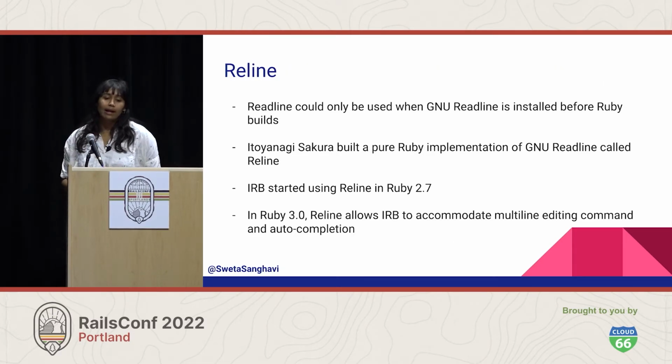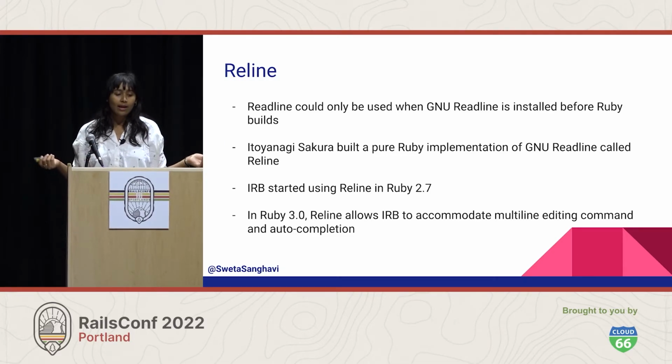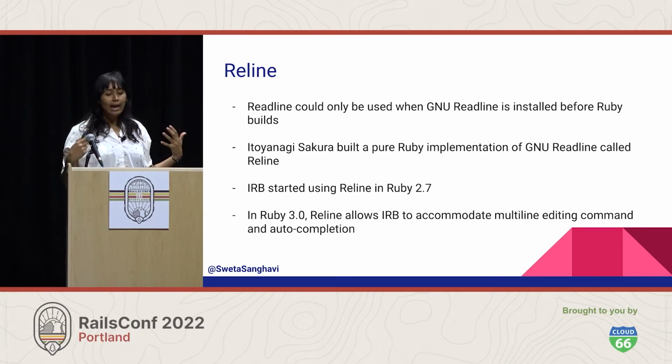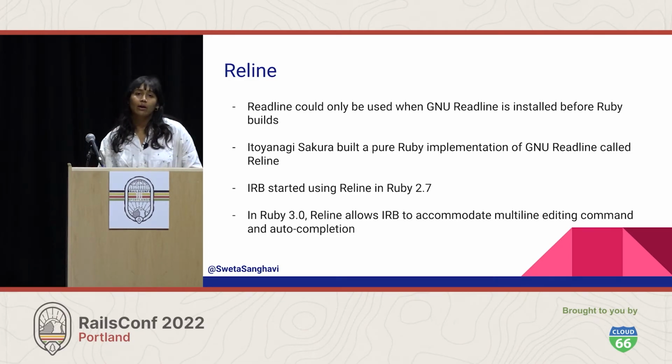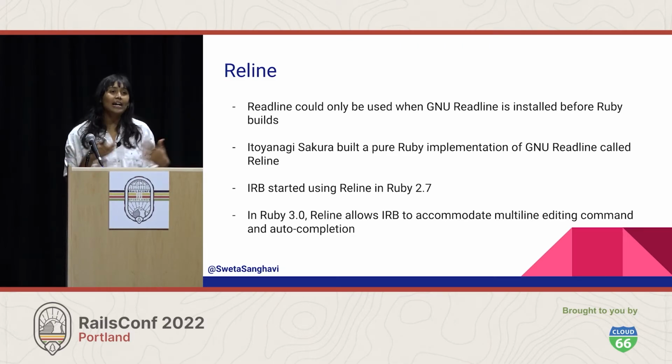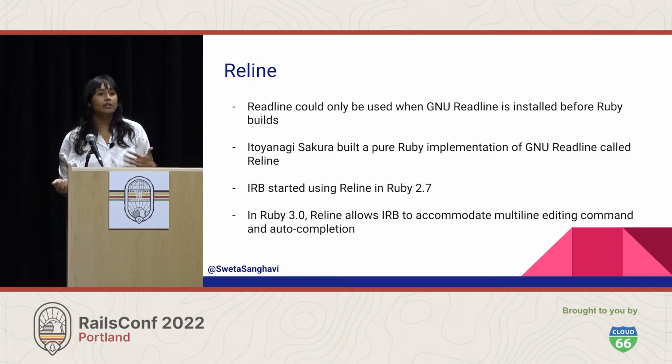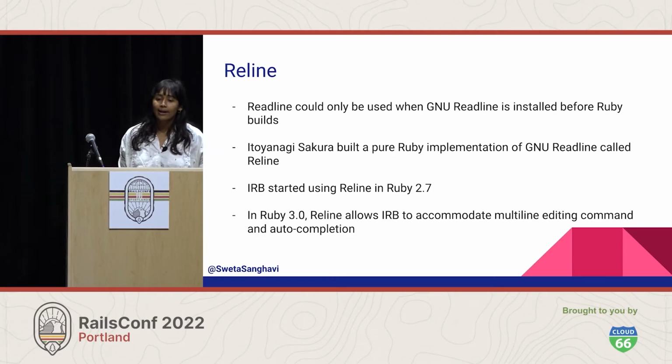One drawback of the readline library is that it can only be used when the GNU readline is installed before Ruby builds. So to get around that, Itayanagi Sakura built a pure Ruby implementation of this library and called it Reline. This is shipped in IRB starting in Ruby 2.7, and as you can see in that GIF, as of Ruby 3.0, it accommodated some multi-line editing commands and auto-completion. I think it's really fascinating to watch how a software library that's used in programs outside of our Ruby workspaces made its way in, and how we've integrated it into work tools that we use on a day-to-day basis.